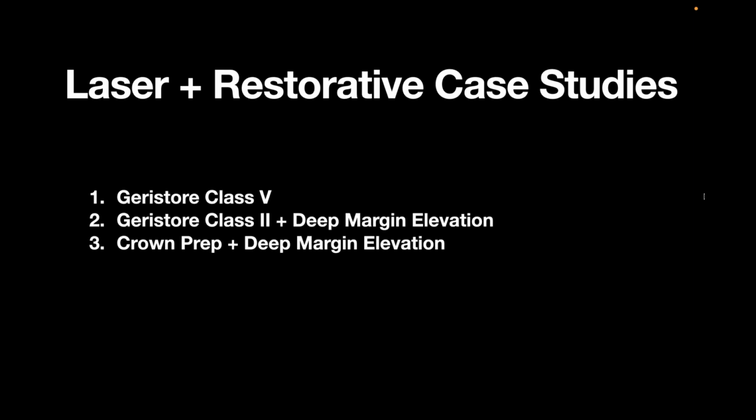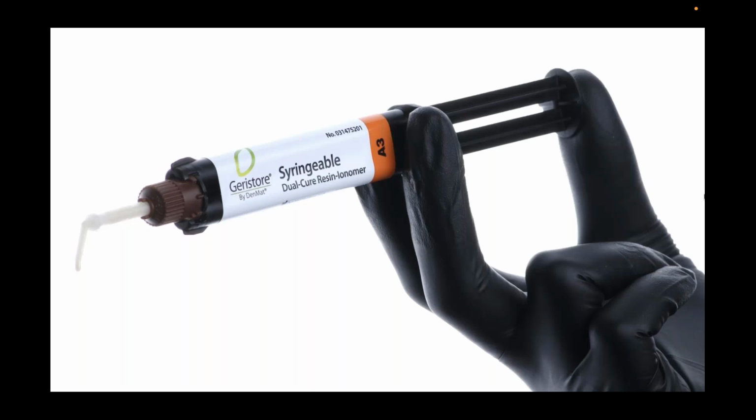Okay, so let's start with explaining what this dual cure resin ionomer is. This is Geristor. Again, it is dual cure, but the great thing about this is that it's extremely biocompatible. It is so biocompatible that you can actually use it for subgingival restorations, and it is going to perform wonderfully. It is a great material because it is just so biocompatible. The soft tissue will actually even attach to it.